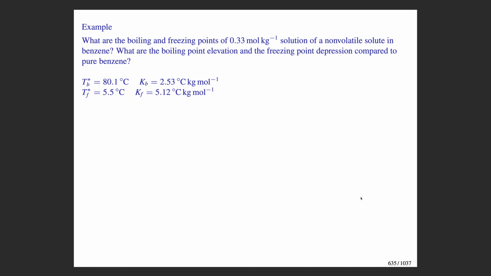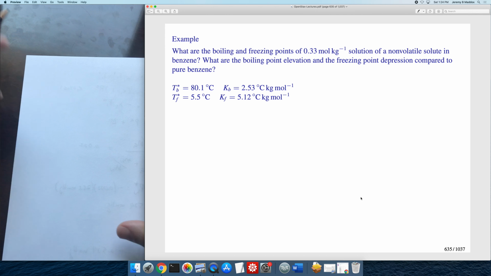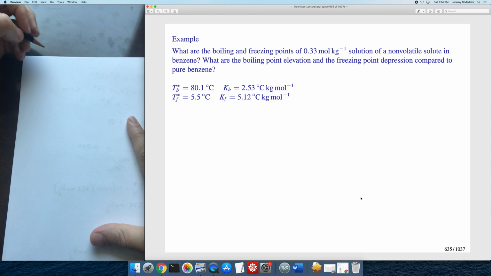Here is a simple problem for freezing point depression and boiling point elevation. So what are the boiling and freezing points of a 0.33 molal solution in benzene? And then they want to know what's the boiling point elevation and what's the freezing point depression compared to pure benzene. So I'm going to go ahead and write out the formulas again. So we'll start with the boiling point elevation.